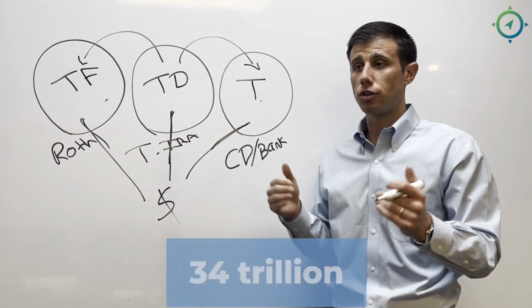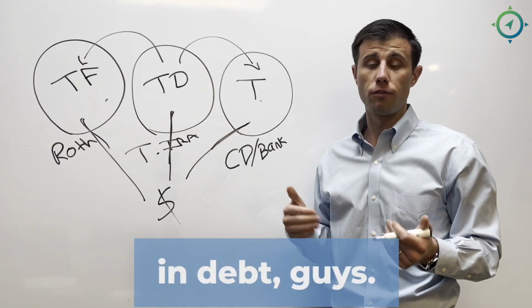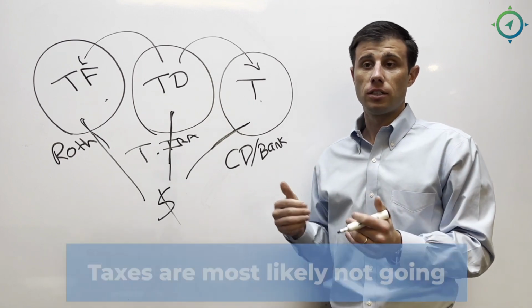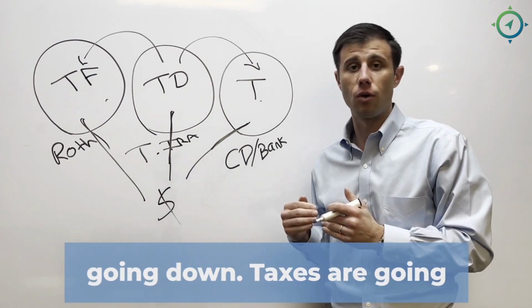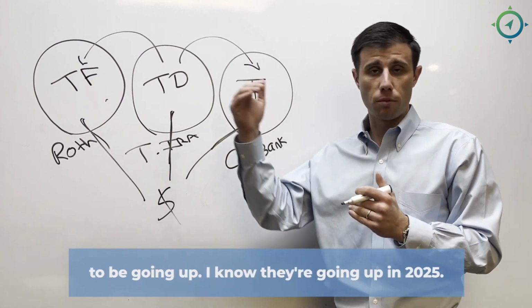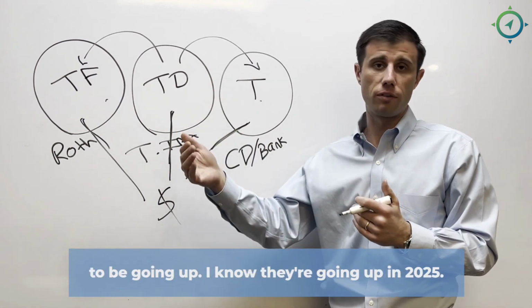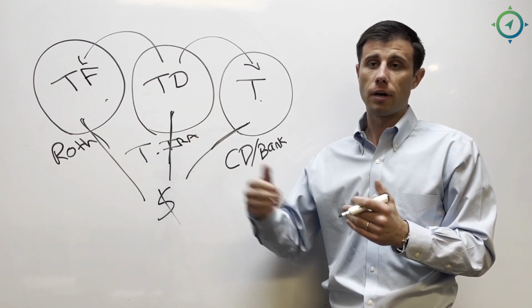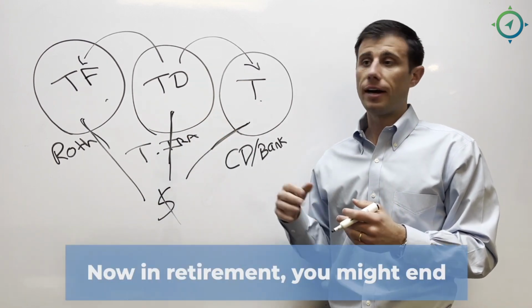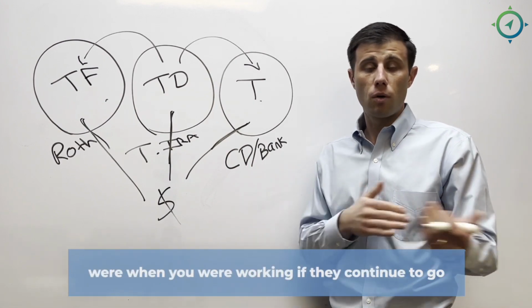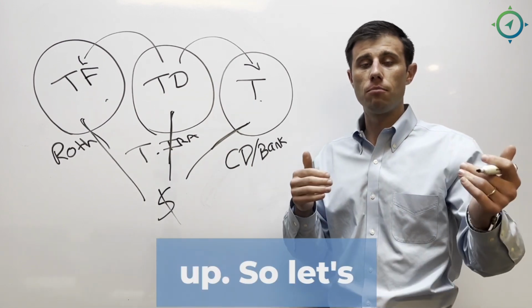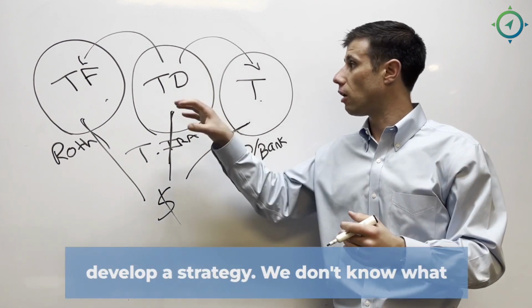Okay, this country's 34 trillion in debt, guys. Taxes are most likely not going up. Or I'm sorry, most likely not going down. Taxes are going to be going up. I know they're going up in 2025. They're probably going to be going up more. Now, in retirement, you might end up paying more taxes than you were when you were working if they continue to go up. So let's develop a strategy.